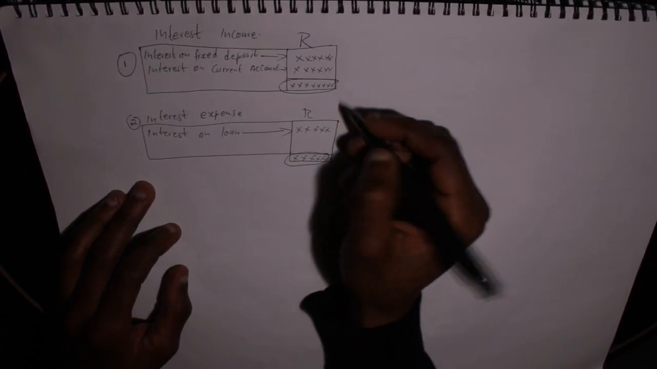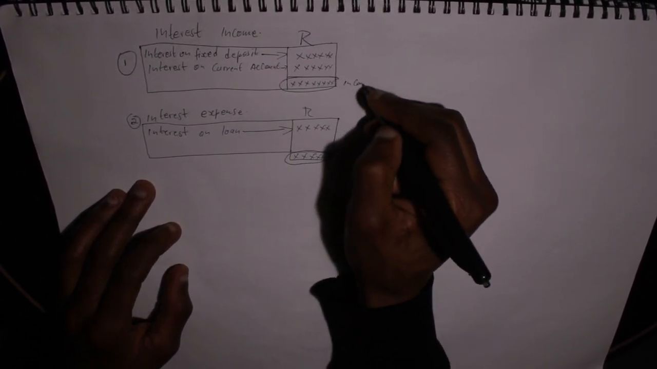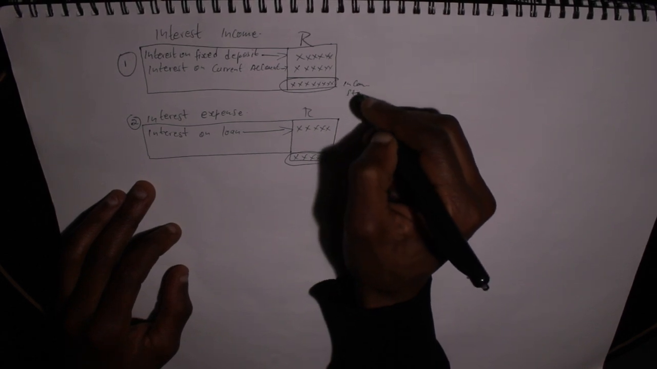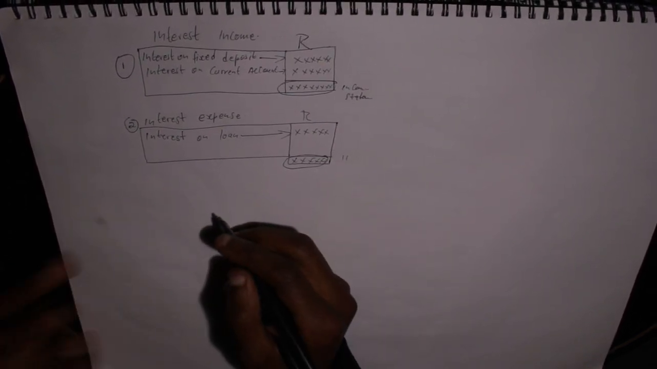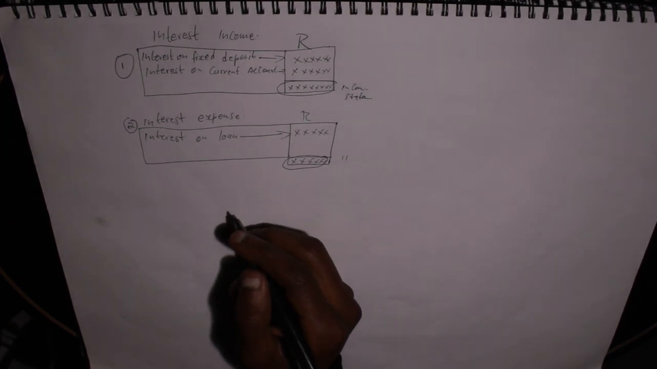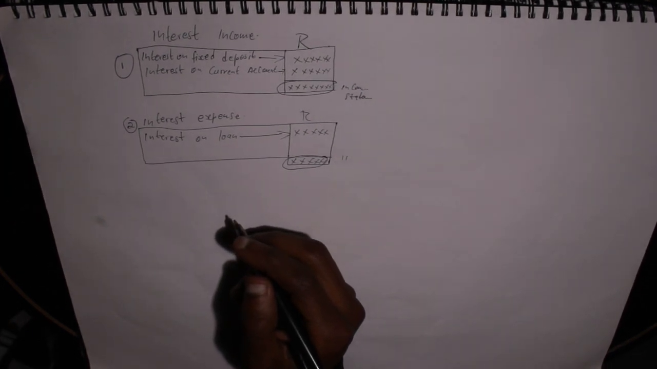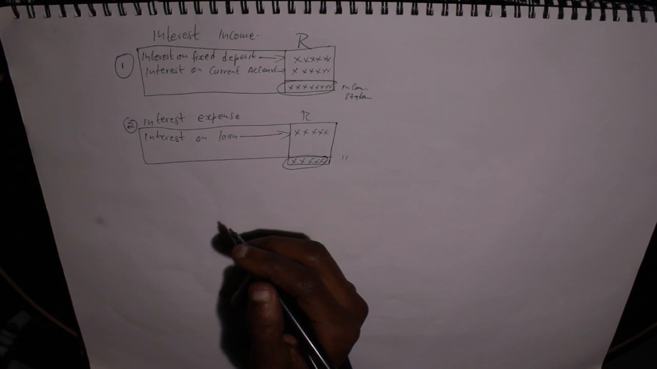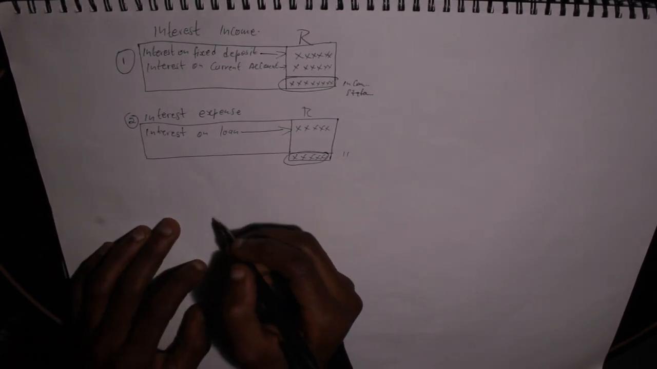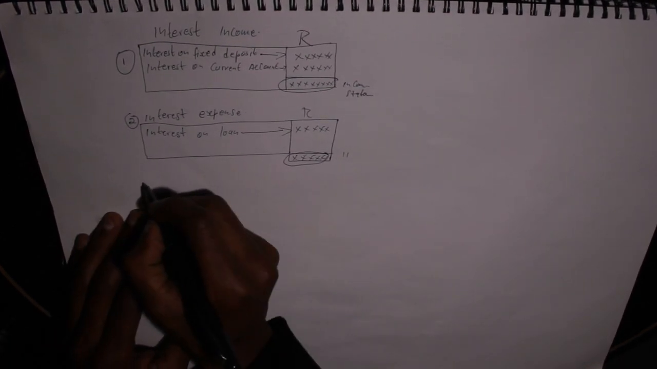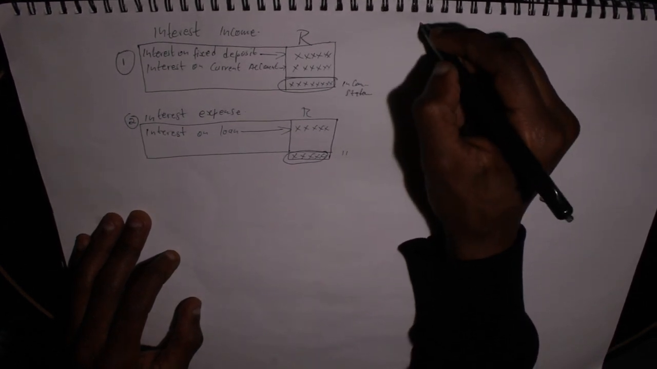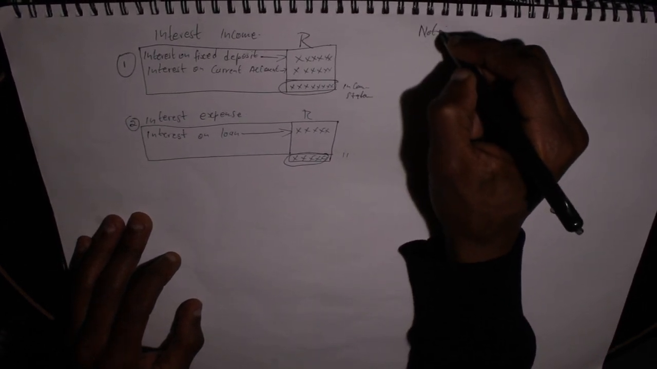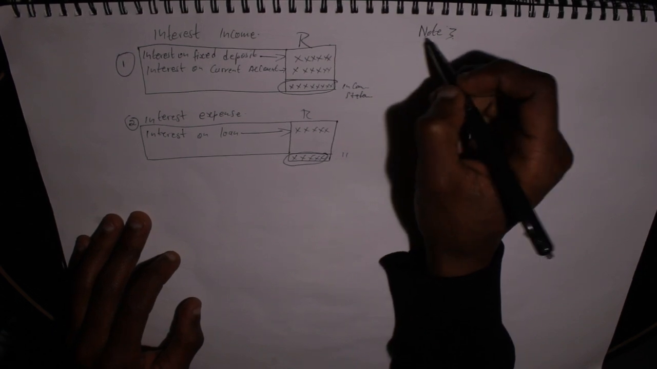These totals you take to your income statement. Same thing. All right, now we're going to move straight to the notes that you're going to find in your balance sheet, which is your statement of financial position. The first note that you're going to find there is note 3.